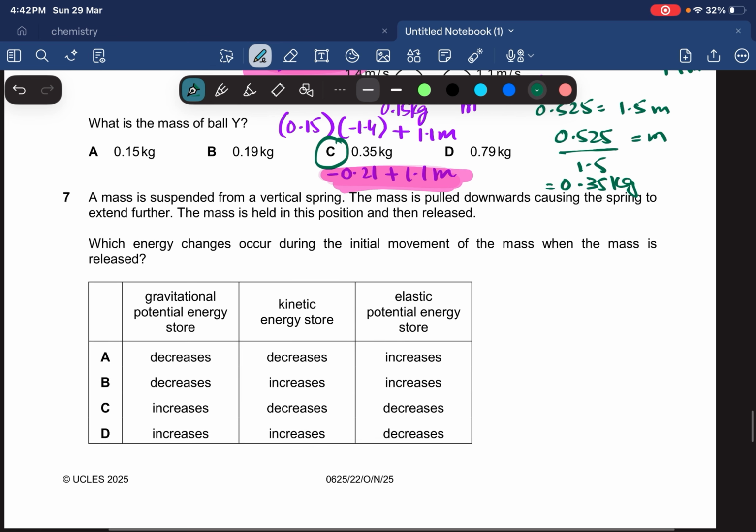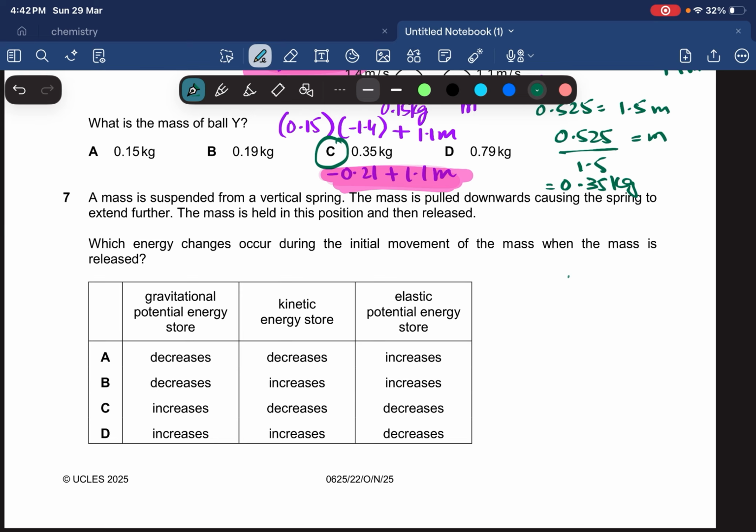A mass is suspended from a vertical spring. The mass is pulled downwards, causing the spring to extend further. The mass is held in this position and then released. Which energy changes occur during the initial movement of the mass when the mass is released?